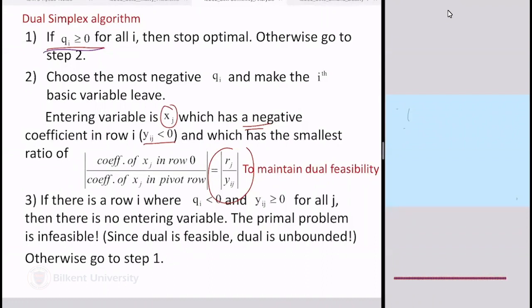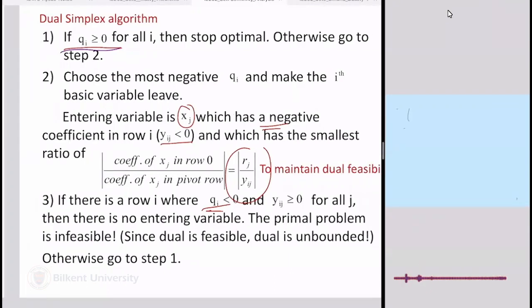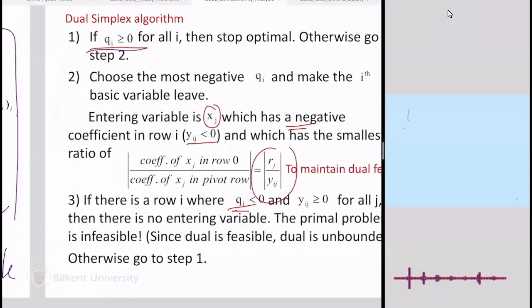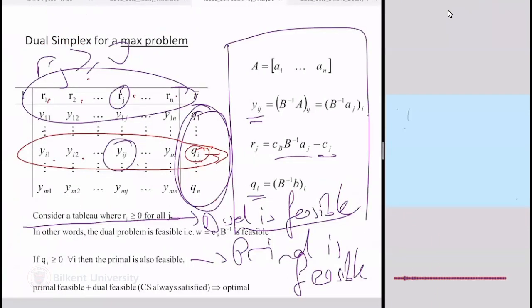Be careful, the unboundedness issue. Now, there is a row that wants to leave the basis, but everybody is greater than or equal to 0. So there is no y here which is valid. There is no valid entry for my ratio test to determine my entering variable. That means it's already here.